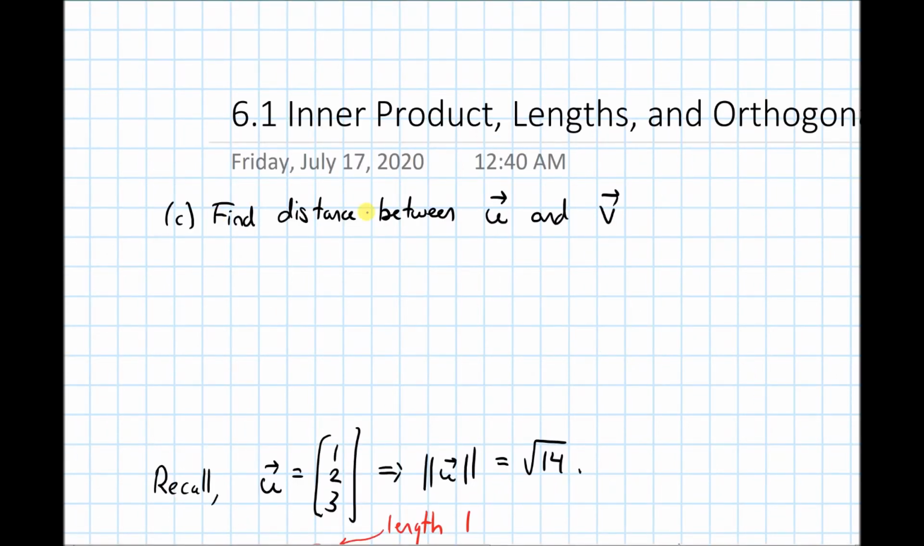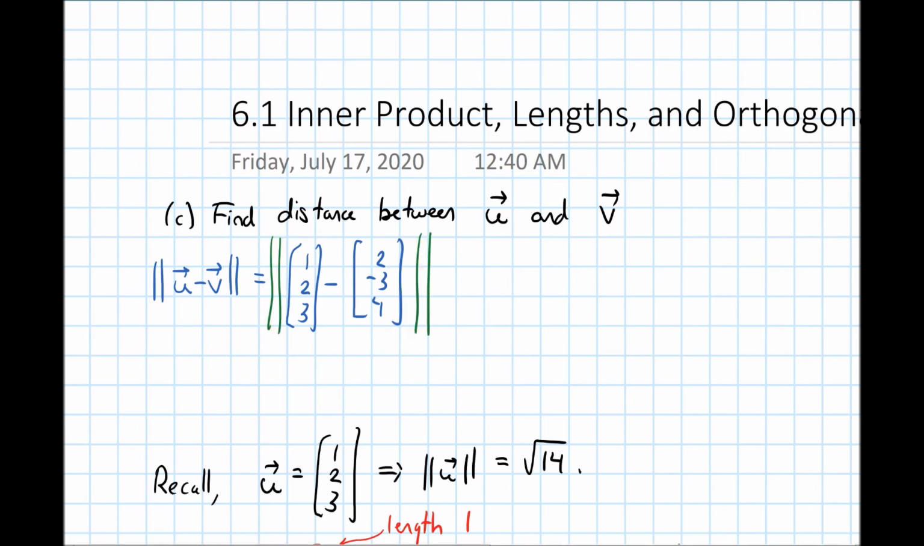Okay, so let's do another part to this example. Next, let's find the distance between the vectors u and v. To find the distance between them, we take the length of u minus v, and it doesn't matter the order that we subtract them in. So u, let's remind ourselves, was the vector 1, 2, 3. We're subtracting the vector v, which was the vector 2, negative 3, 4. We're subtracting these two vectors, and then we're taking the length of that result. If we subtract these two vectors, we'll get negative 1, 5, negative 1.